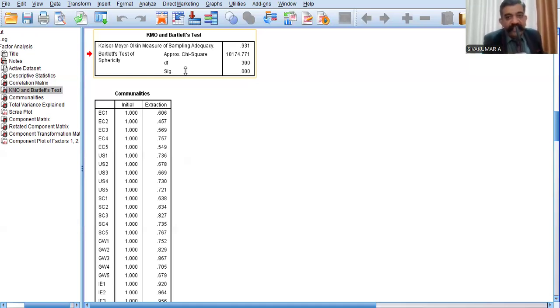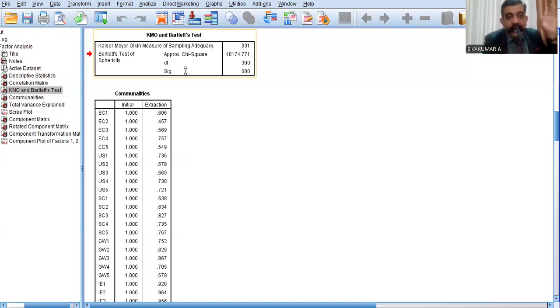Okay. Then the second test is related with the correlation among the variables. We have 25 different variables. Variable means question, item. Another name for item is variable, question. In each question, there should be each variable.